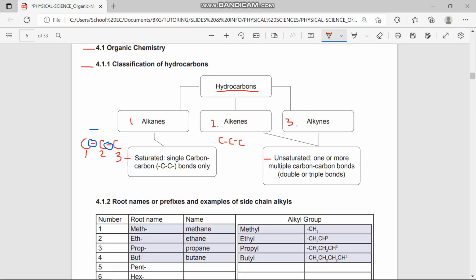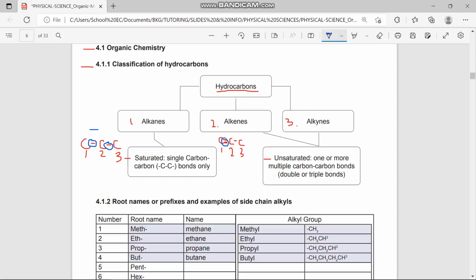So we have 1, 2, 3 C atoms. This is propene. I'm not going to show the H atoms that are bonding with these C atoms. For alkenes, there is a double bond. As you can see, there is a double bond between the C atoms. Let me go and show you down. Between the first and second C atoms, there's a double bond, meaning that it's unsaturated because there's more than one bond between the atoms, which are two. That's why it's unsaturated.